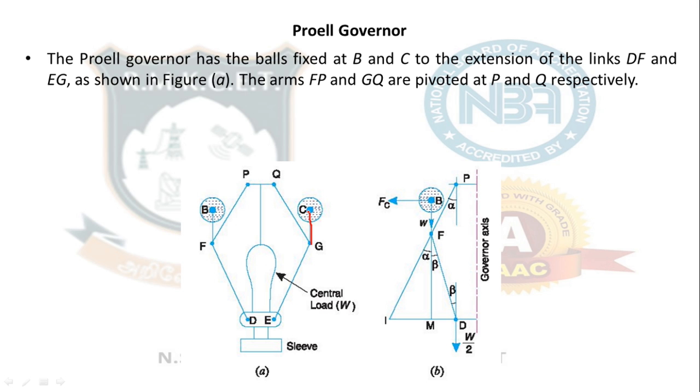So in this derivation we are going to assume that irrespective of the revolution, this is going to be vertical. Actually, in practice, it has to go out, right? When the speed increases, it will go out.